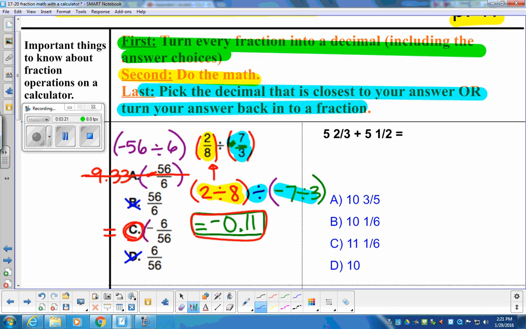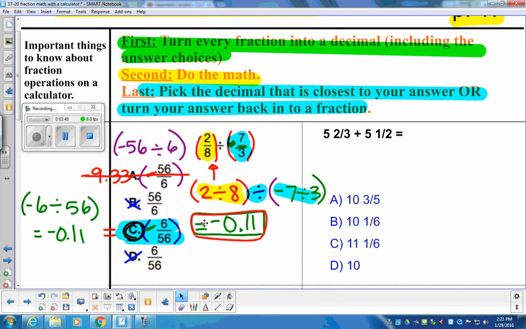So we're going to use parentheses around every fraction. We're going to take the negative and attach it to the numerator. So we have parentheses, negative 6 divide by 56. We need it to be negative 0.11, and with rounding, it comes out to negative 0.11. So our answer is C. Now, if I'm going too fast, you need to pause the video. Go back, rework it, check it again.